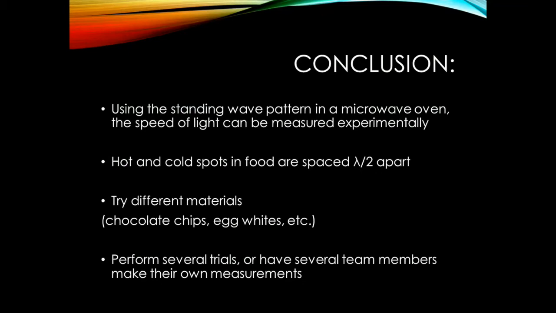Here's a summary of the points that we covered. Using a standing wave pattern in a microwave oven, the speed of light can be measured experimentally. Hot and cold spots in the food are separated by a distance of half the wavelength apart. For a fun expansion of this activity, you might want to try different materials. Chocolate chips, egg whites, another form of cheese, or other easy melting foods might be a good choice to try.